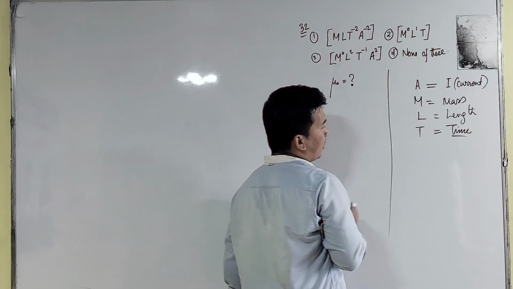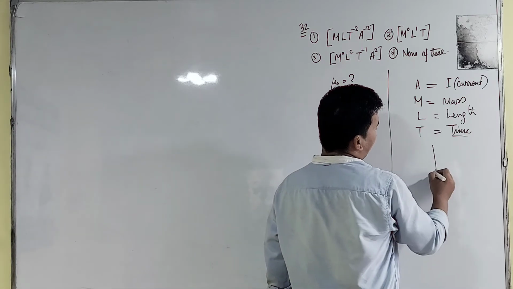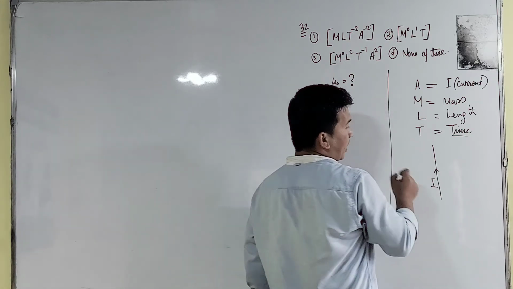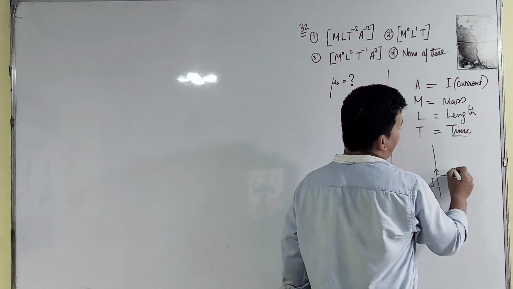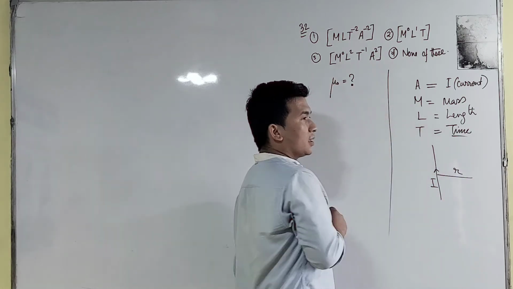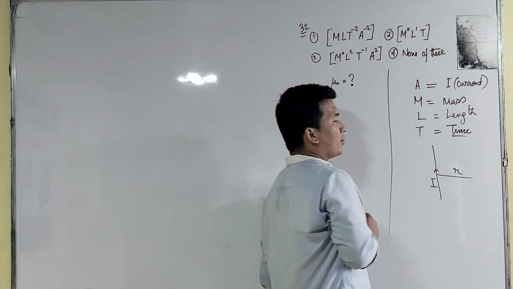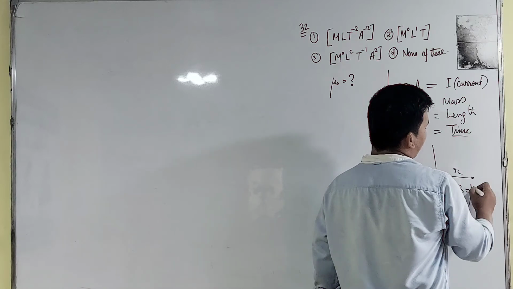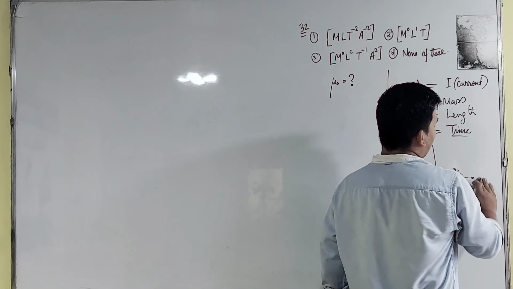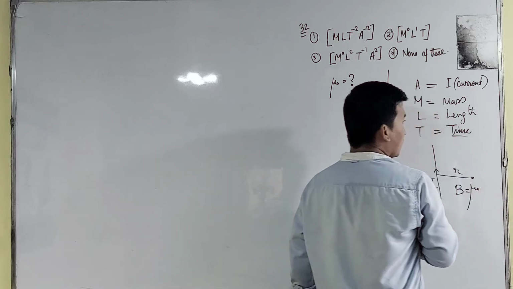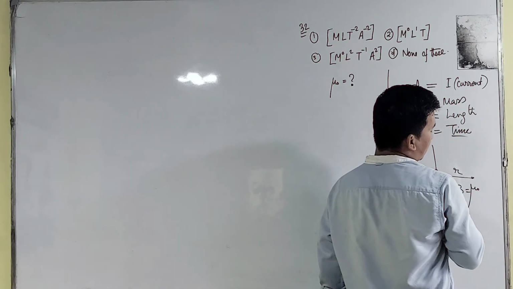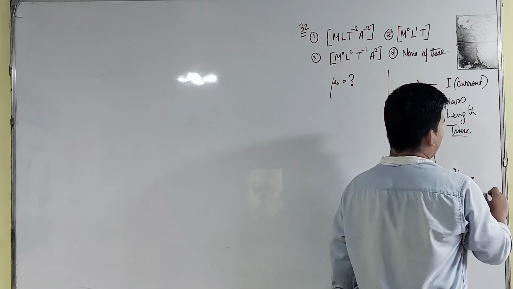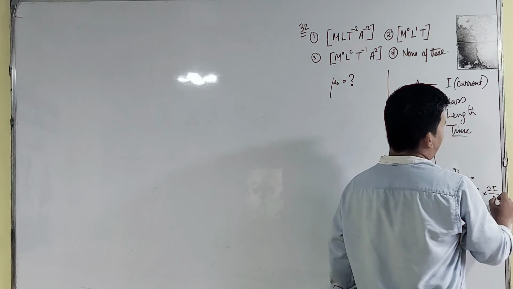In the formula, we are taking the Biot-Savart law. If a wire carries current I, and we have to find out the magnetic field at a point at a perpendicular distance R from the wire, the magnetic field B is equal to mu naught by 4 pi into 2I divided by R.